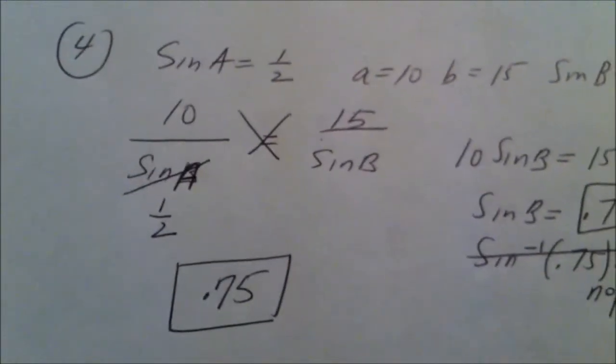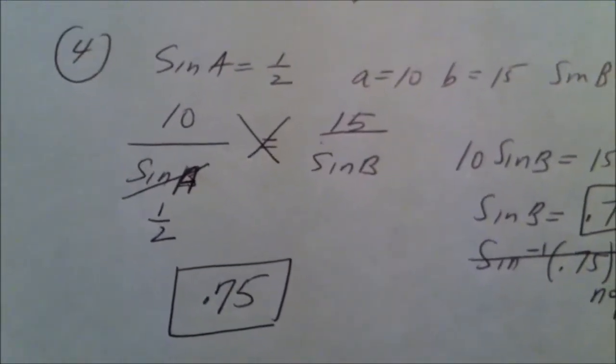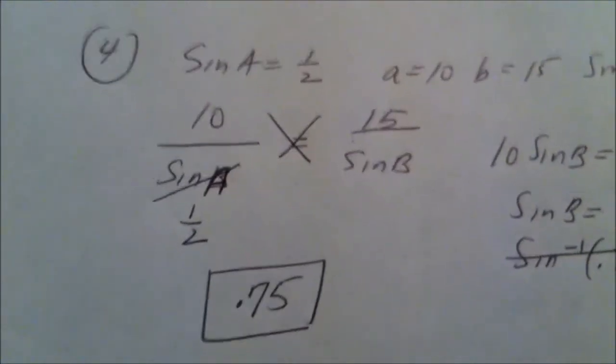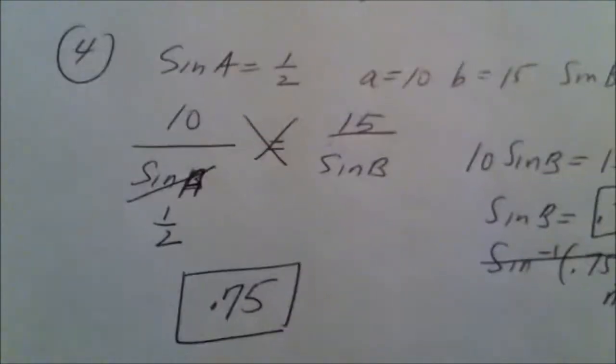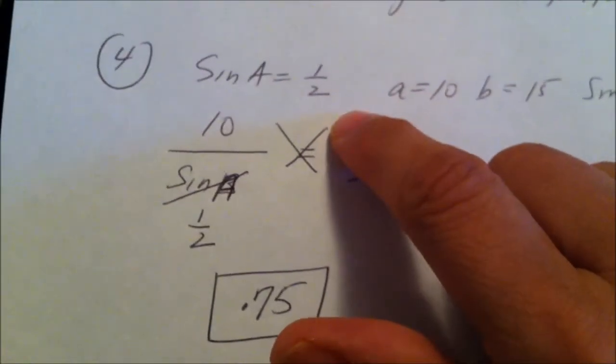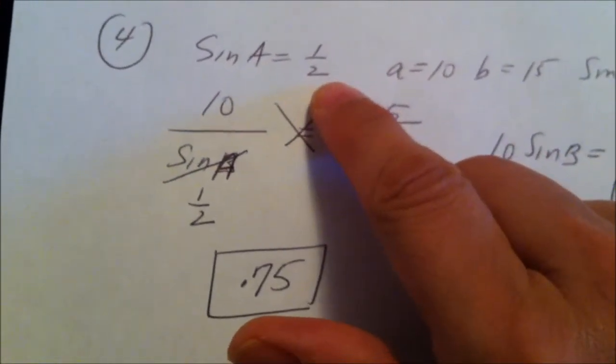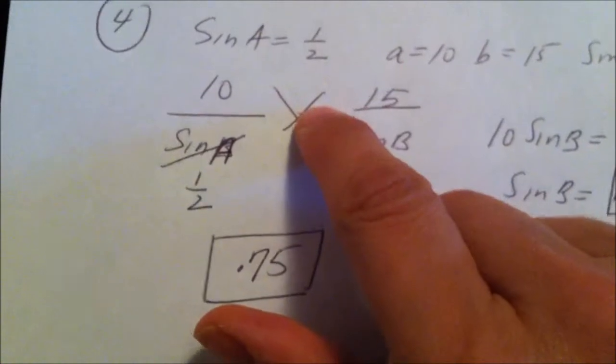For questions 4 and 5, it's all about law of sines and the ambiguous case. For number 4, it gives you that the sine of A is 1/2. And that's pretty powerful because it does the work for you. They didn't tell you that angle A was 1/2. They told you that the sine of A is 1/2.